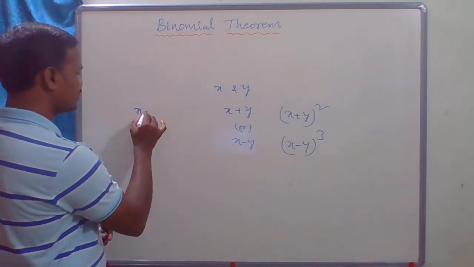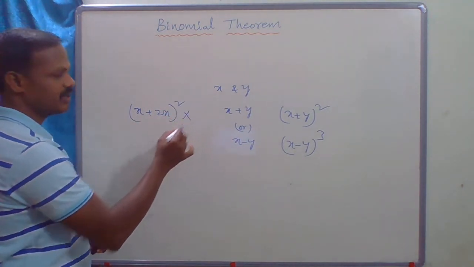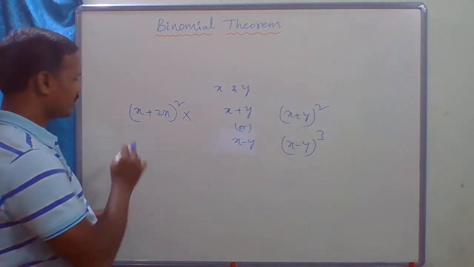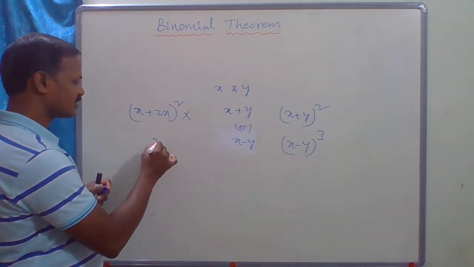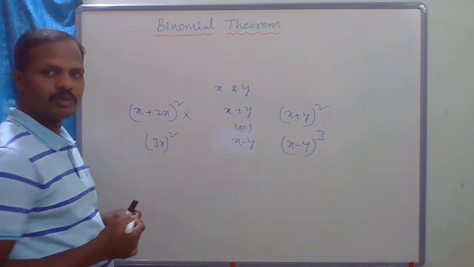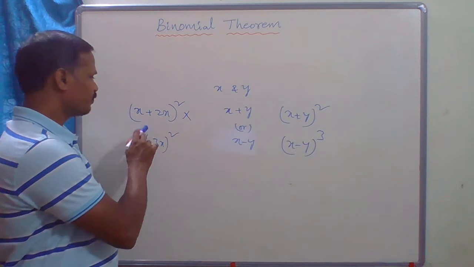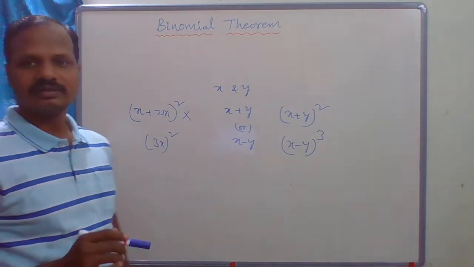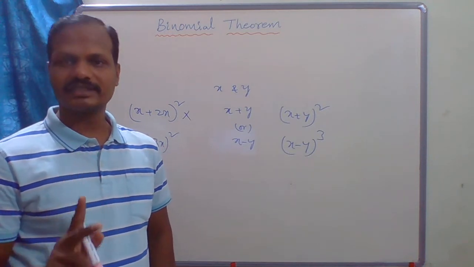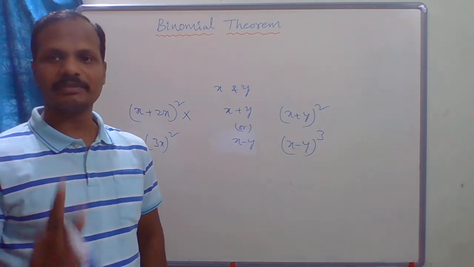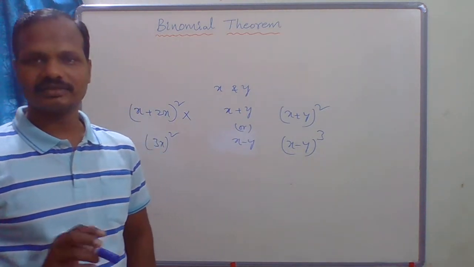See, x plus 2x whole square, this is not a binomial expression because x, this is also x. So x plus 2x, which is 3x, so this is mono. So not binomial, mono. So the expression containing two distinct terms or two dissimilar terms connected by plus or minus is called a binomial expression.